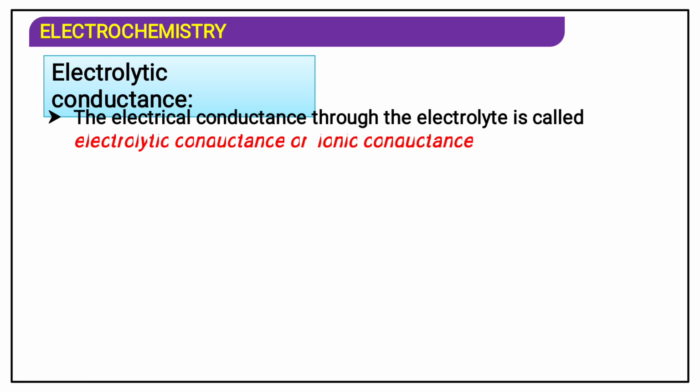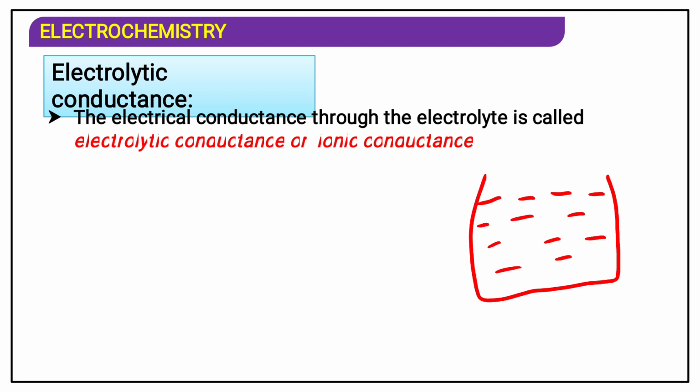Means the substance behaves like an electrolyte. Suppose I take one beaker, and in this beaker I am taking one substance. This substance is called an electrolyte. Okay? So here I am taking one metal rod, and two metal rods I dip here. This is the positive electrode. This is the negative electrode.